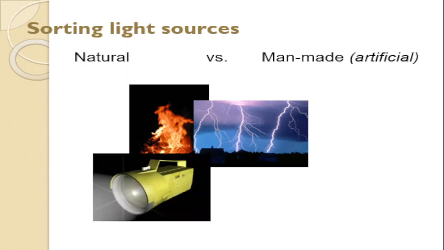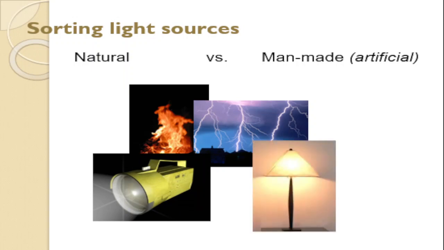Flashlight is also an example of a man-made or artificial source of light. Lampshade is also artificial or man-made. The monitor of the computer is also an example of a man-made or artificial source of light.